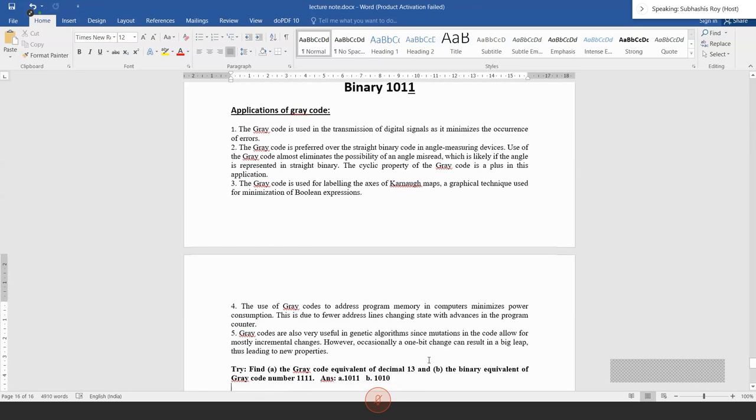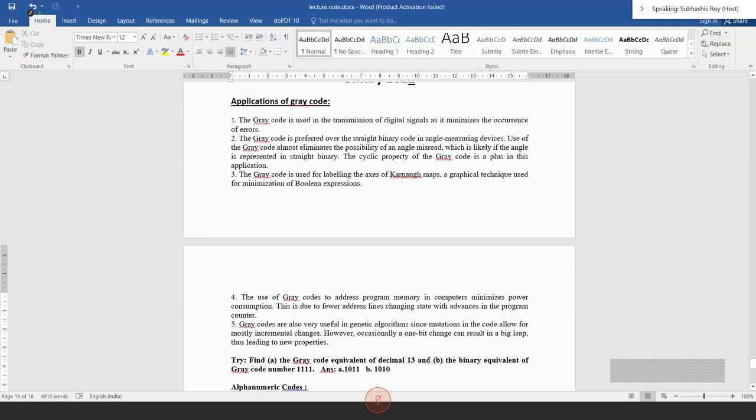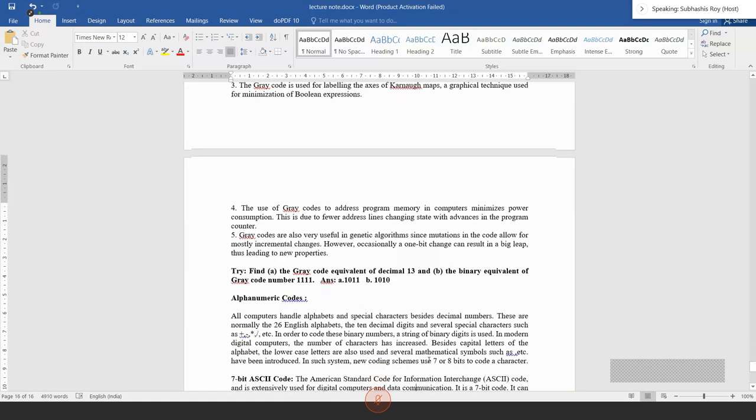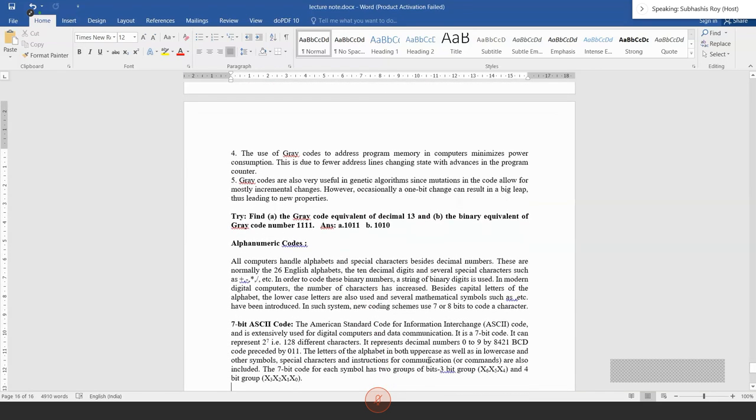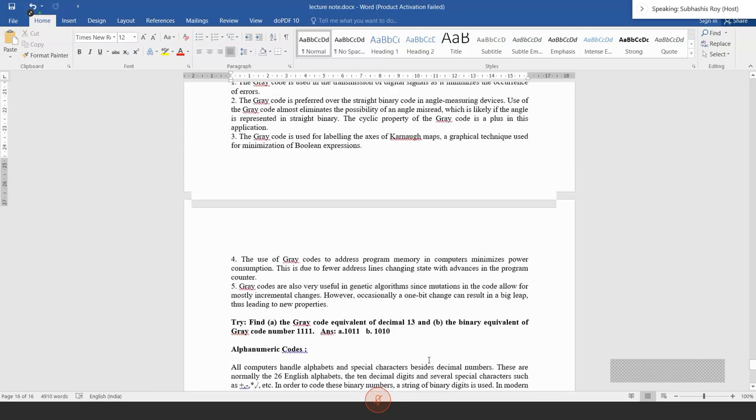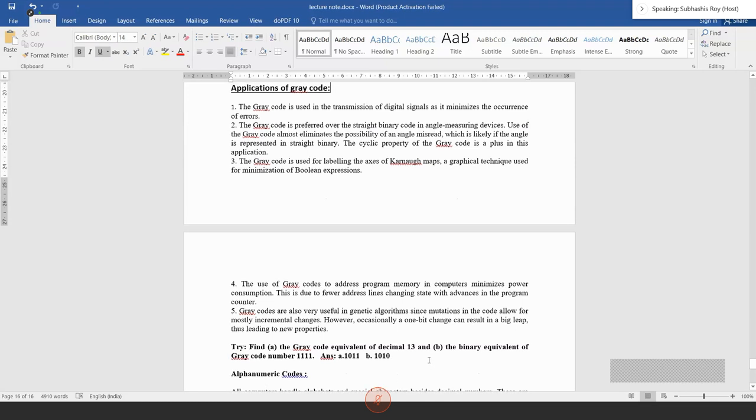So the application of gray code. I have already spoken to you about the application of gray code, and there are some examples. And finally, the last one, the alphanumeric codes. Just for the application, one thing I want to give you is the application part.